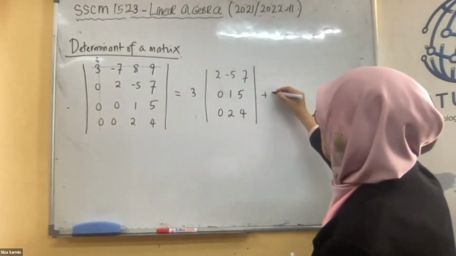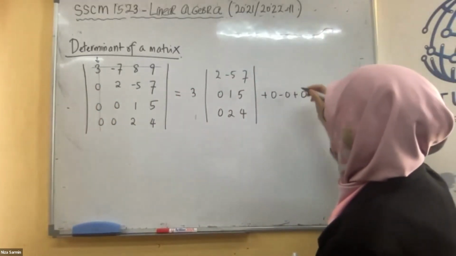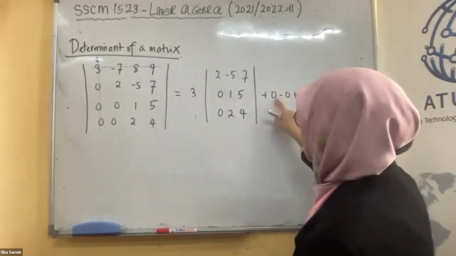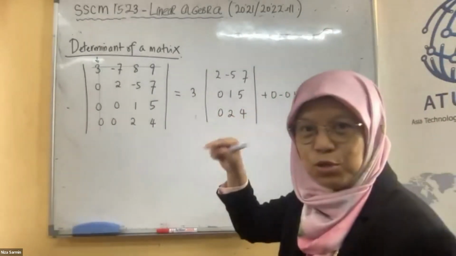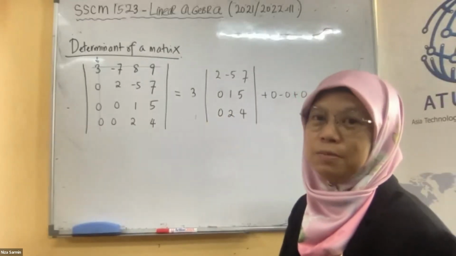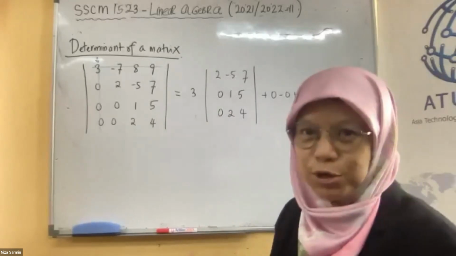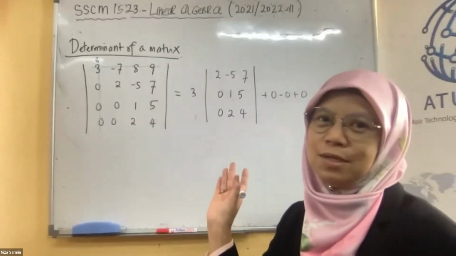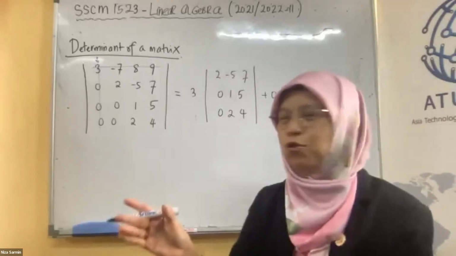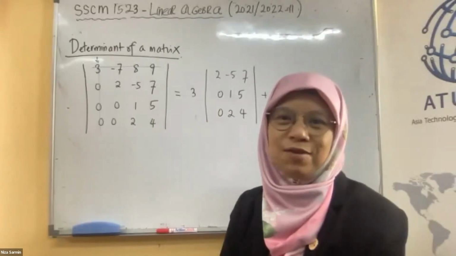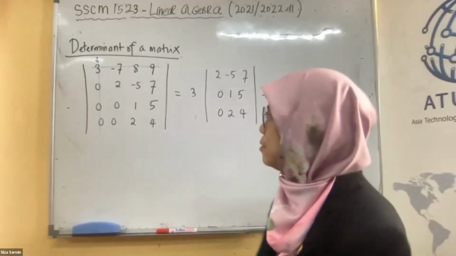Plus 0, -0, +0. Saja nak tunjuk lah. If you want to write, you can write times C21, C31, C41, but it's optional because I will know that you already know. That's why you choose column number 1 because they're all just zeros. If you miss this and it's not 0, itulah markah nanti banyak lah dibuang. If everything is okay, it's okay, right?